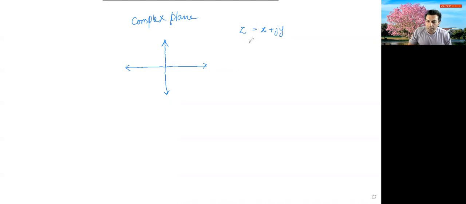Okay, so how do you represent a number on the complex plane? By the way, this is the rectangular form of the complex number. Rectangular, or it's also called Cartesian.